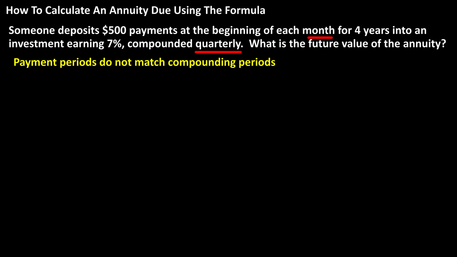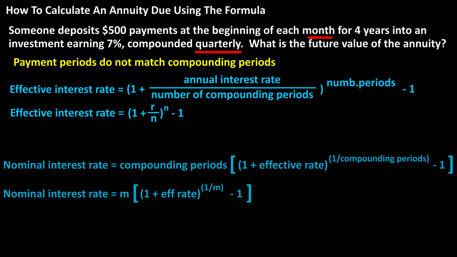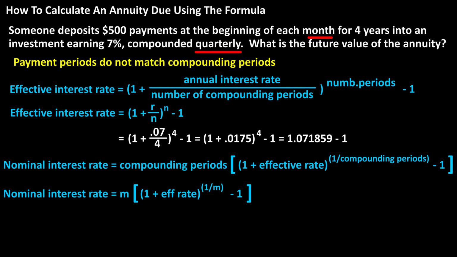To do this problem, we have to first convert the interest rate to the effective yearly rate, then second, convert it to a nominal rate. So first, to convert to the effective rate, we have effective rate equals the quantity 1 plus 0.07 divided by 4 raised to the 4, minus 1. And the calculations are on the screen. We get effective rate equals 0.071859, same as the last example.